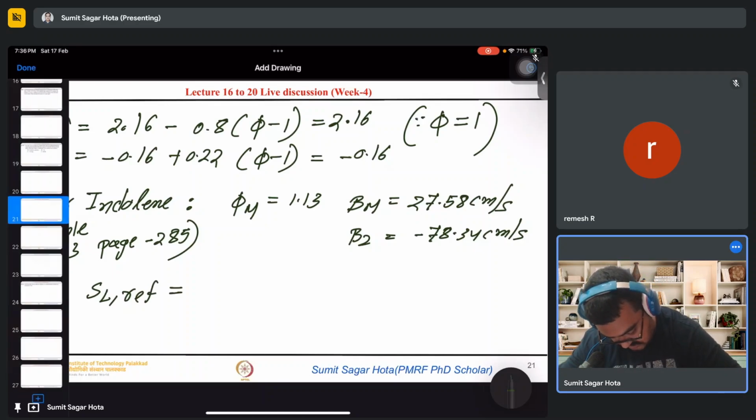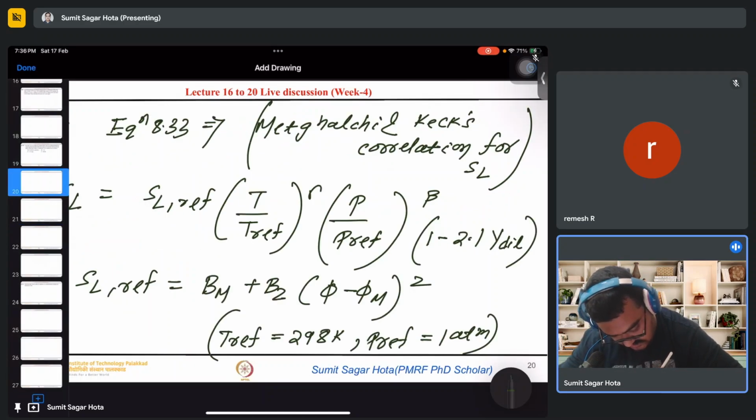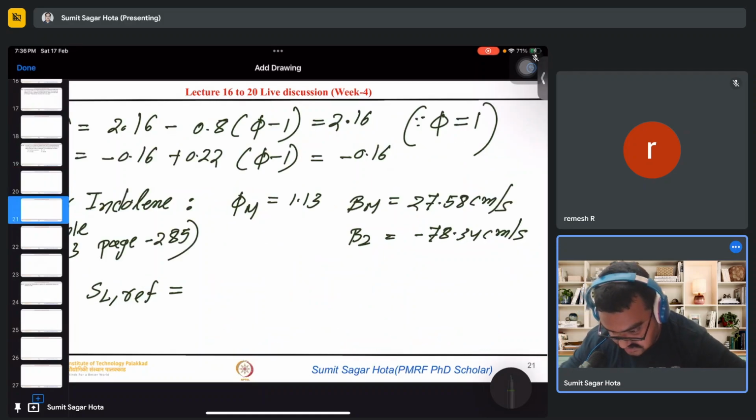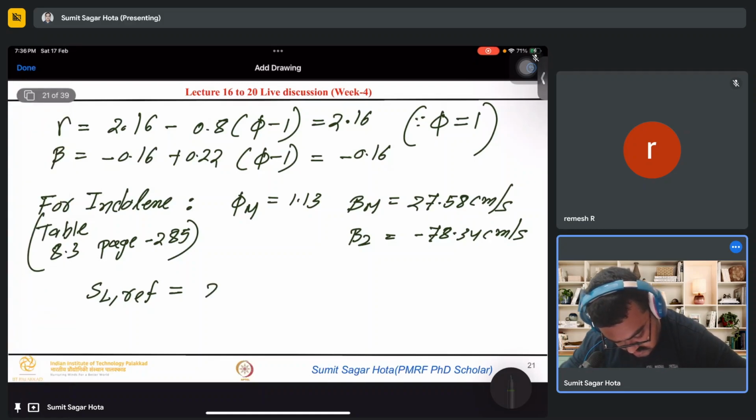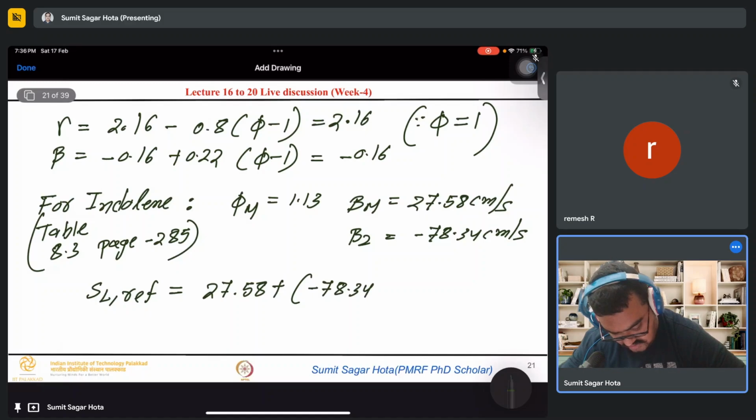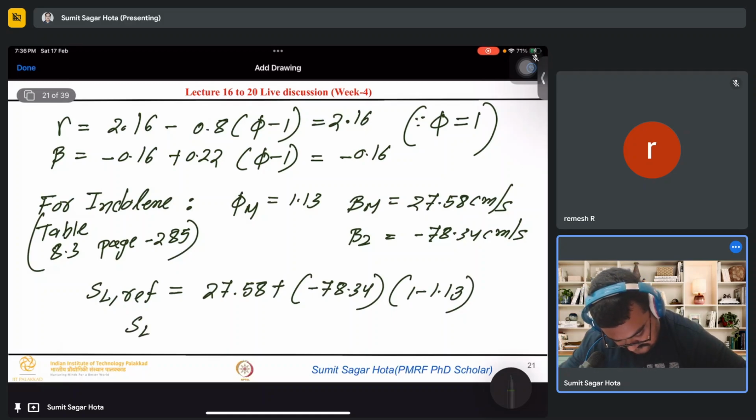So directly we substitute: Bm plus B2 times (phi minus phi m) whole squared, which is 27.58 plus minus 78.34 times (1 minus 1.13) squared. SL,ref is equal to 26.26 centimeter per second.